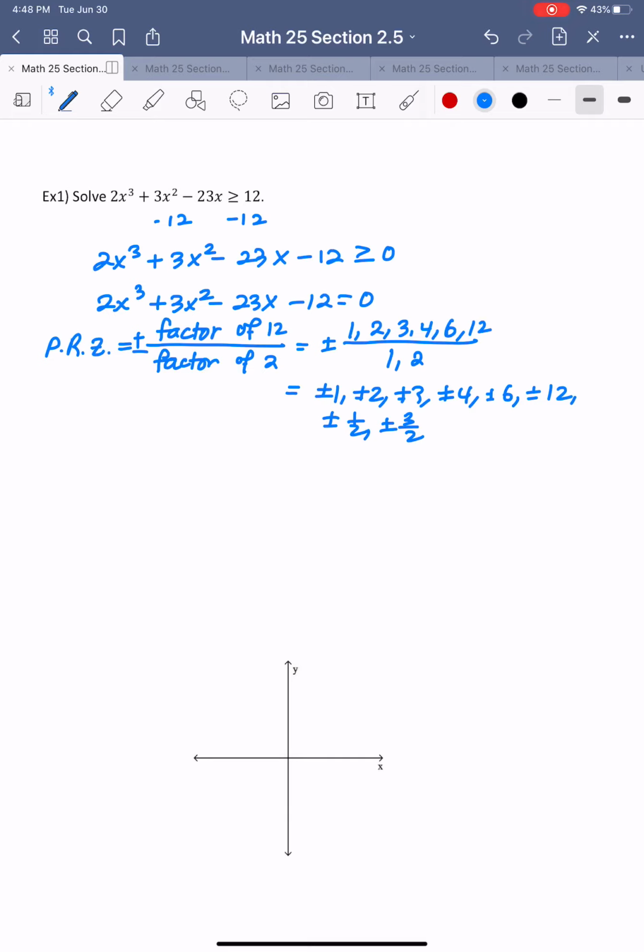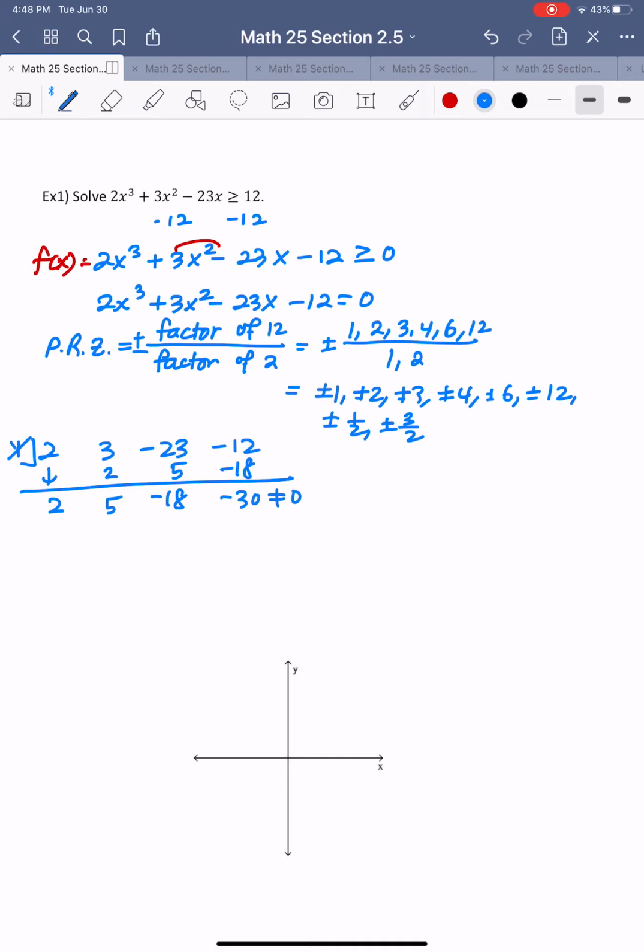When you check them out, you can use Descartes' rule of signs to count the changes of sign for f of x. You get 1, which means there is 1 positive zero. I want to check which one that is. This is time consuming. So 2, 3, negative 23, negative 12, then use 1 and drop the 2: 2, 5, 5, negative 18, negative 18, negative 30, which is not equal to 0, so 1 doesn't work.